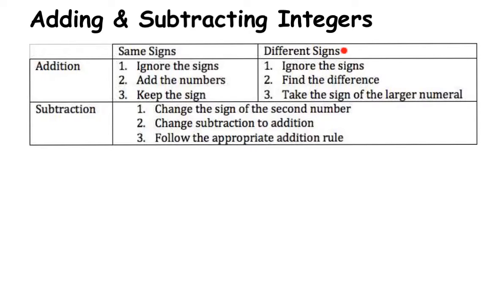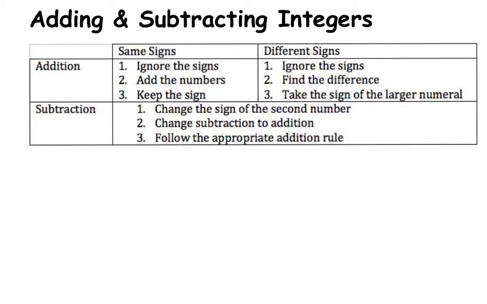Now, if you have different signs, so one number is negative and one number is positive, and you're adding them, you're still going to ignore the signs, but this time, because they're different signs, you're going to find the difference. You're going to subtract. Different signs, find the difference. And then you look and see which one of those numbers was bigger. And then if that number was positive, your answer is positive. If that number was negative, your answer is negative.